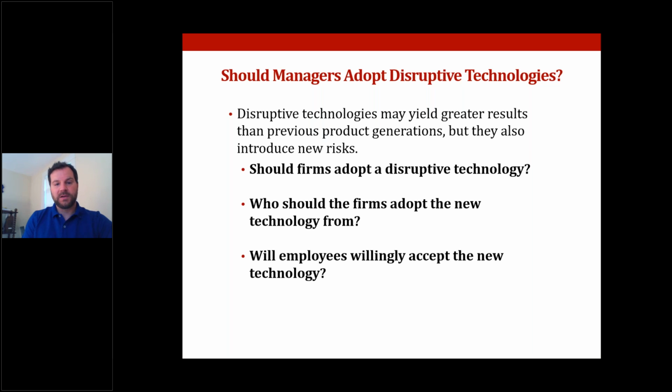Who should firms adopt the new technology from? As I mentioned, you'll have new entrants and you'll have incumbents that try to move into these spaces. And will employees willingly accept a new technology? This is sort of a key part of this in the B2B space that you don't see as much in B2C.